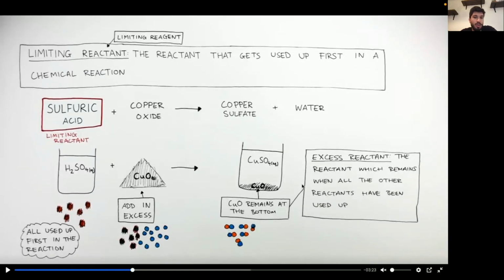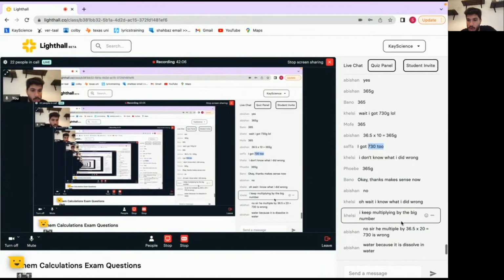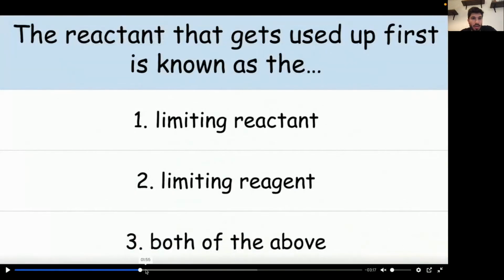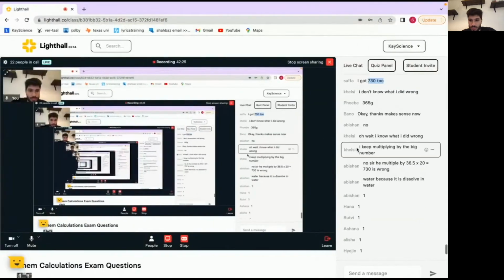But how do we then do this in a calculation? Firstly, let's quickly just do question time, just so I know you're following. The reactant that gets used up first is known as the what? 1, 2, or 3. 3, 2, 1, and go.